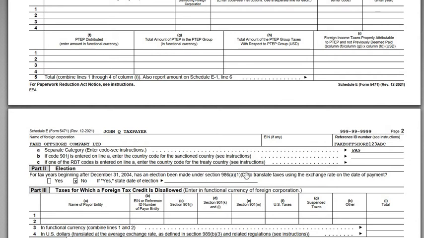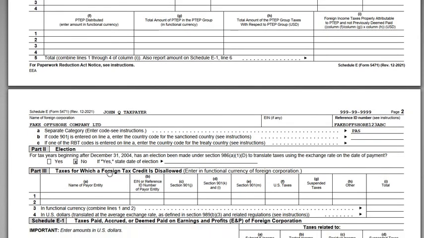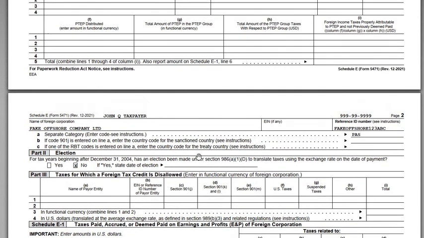Because under the rules in 986, when we translate amounts from the foreign currency to the US dollar, you're supposed to use the average exchange rate for the tax year that applies to the income. Okay, so it's the average exchange rate for the year. Alternatively, if you want to be more precise, you can make an election to use the exchange rate on the date you made the payment, right? So what's the spot rate on the date you made the payment? In this case, we haven't made any tax payments. We're not making the election, so that's why we've simply just answered no. If you did make this election, you would answer yes and then enter the date that the election was made, okay?